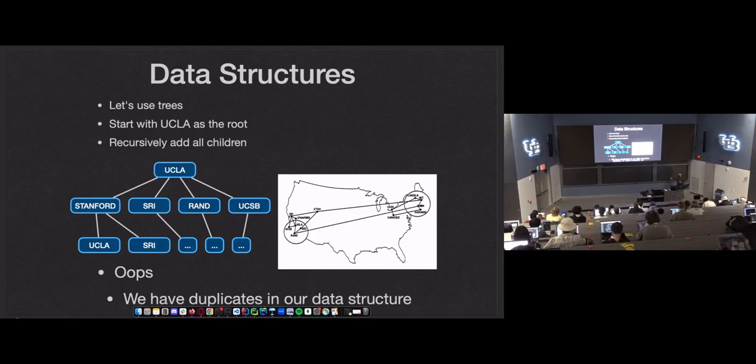So let's not backtrack back up to the parent node. But how are we going to represent this edge here, the fact that Stanford and SRI are connected, even though SRI is already in the graph up here, as a child of UCLA? Things get dicey. It's going to be tough to work with a tree.